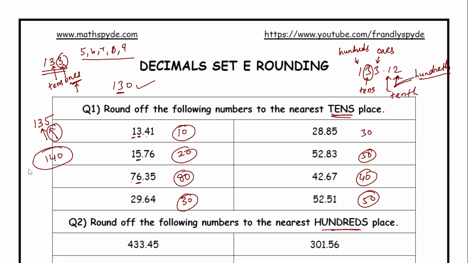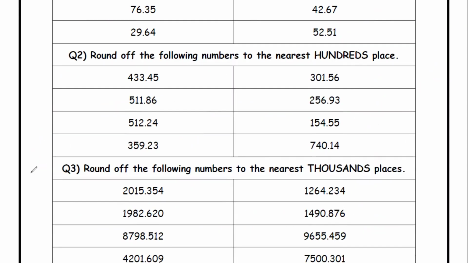Now, moving on to the hundreds place. Remember, this is your ones place. This is your tens place. And that is your hundreds place. So if you want to round off the numbers to the nearest hundreds place, we need to look at the tens place, the number after it. For example, let's say 523, then we look at this number out here. This is the hundreds place. This is the tens place number. So we look at the tens place number.